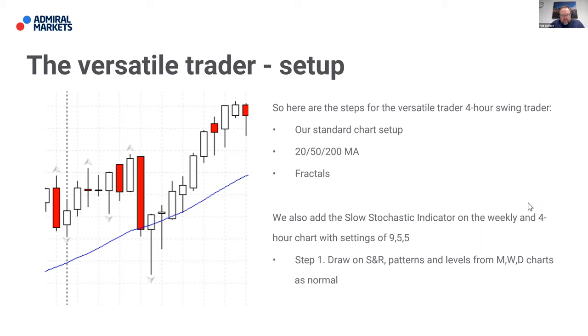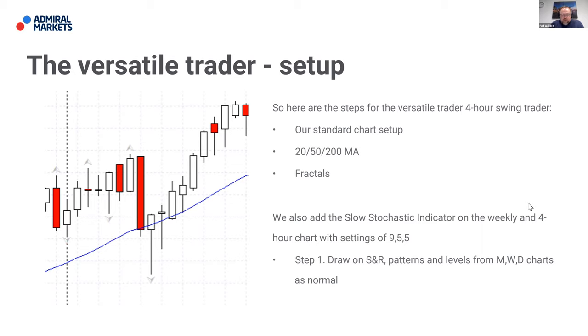But what we also had is the slow stochastic indicator on the weekly and the 4-hour chart, okay, with settings of 9, 5, 5, and we'll show you how we set that up. And your first step, okay, which to be fair should be your first step whatever you're trading, whatever your style of trading, whatever you're trying to achieve as a trader, is almost like a ubiquitous step which you should be doing.